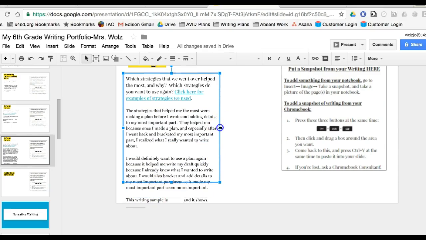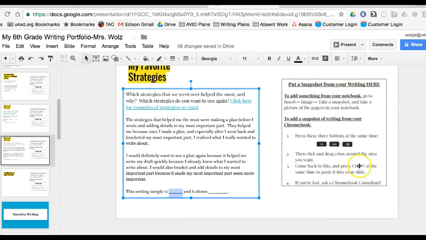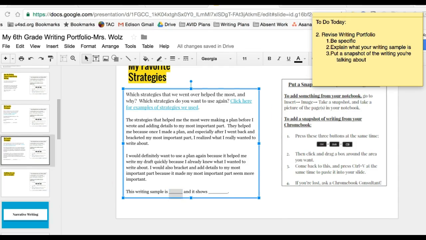So I'm actually going to make this bigger because I have so much writing, I lost room. This part you actually need to respond to. This writing sample is talking about the sample that I'm supposed to put right here, the snapshot of the picture. So obviously the first thing I need to do is put that sample in. If you notice right here in this to do today, the third one is put a snapshot of the writing you're talking about. That snapshot is whatever you're talking about here.